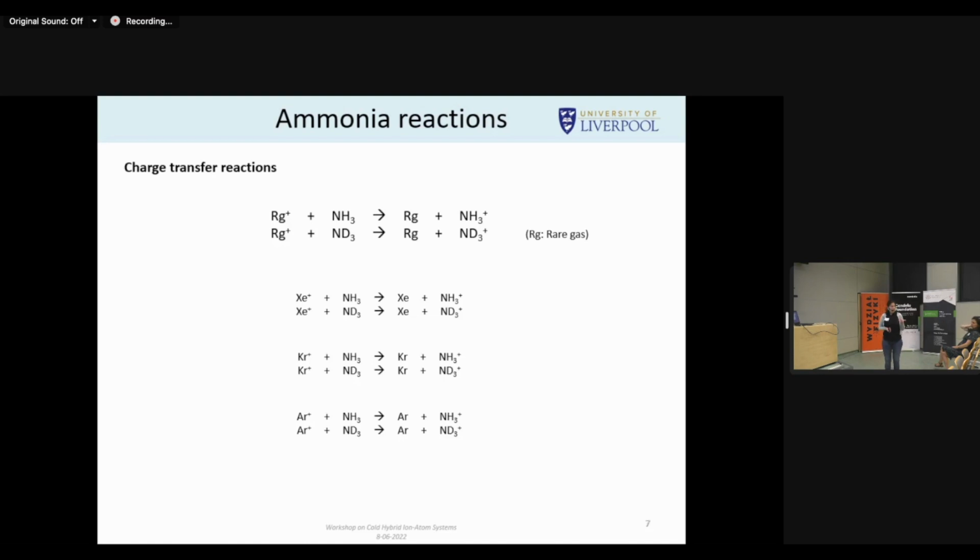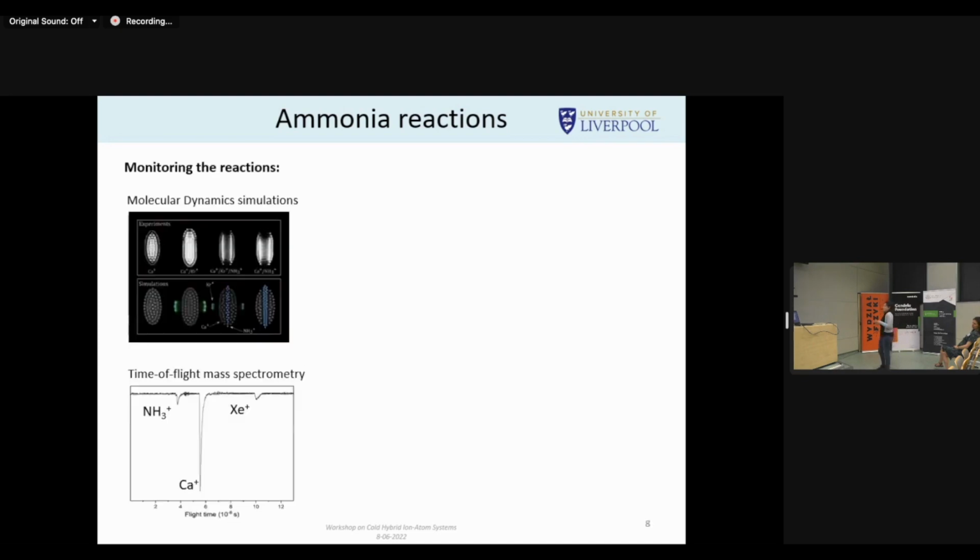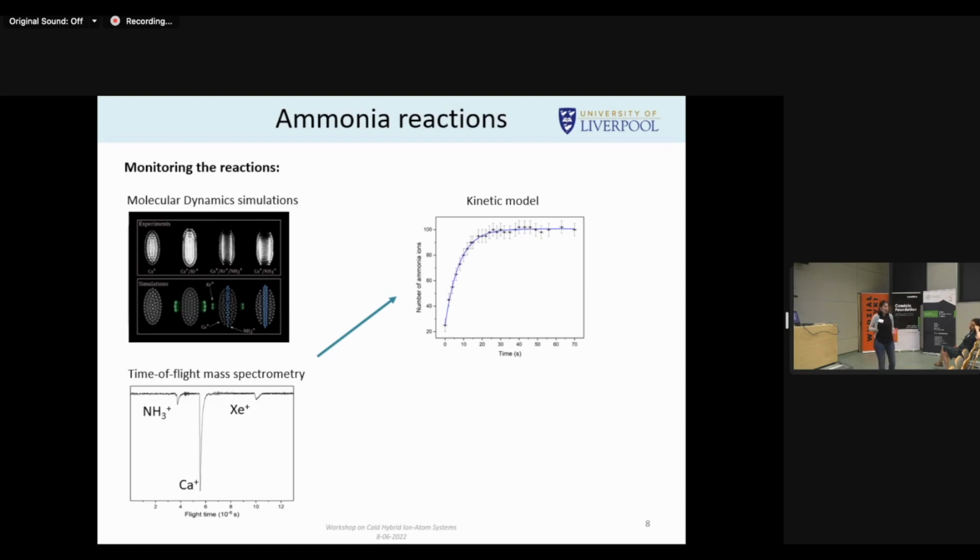I used 3 different rare gas species: xenon, krypton, and argon. So basically I studied the 6 reactions that are shown here. Again, this has more or less been covered by the previous speakers, but in order to extract reaction rate coefficients, which is what we want to do with our study, we need to take data in the lab, record our reactions, and compare with molecular dynamics simulations. We also use information from time of flight mass spectrometry, and like this we have the necessary data to fit our kinetic model, which is a pseudo first order kinetic model, and then extract the reaction rate coefficients.